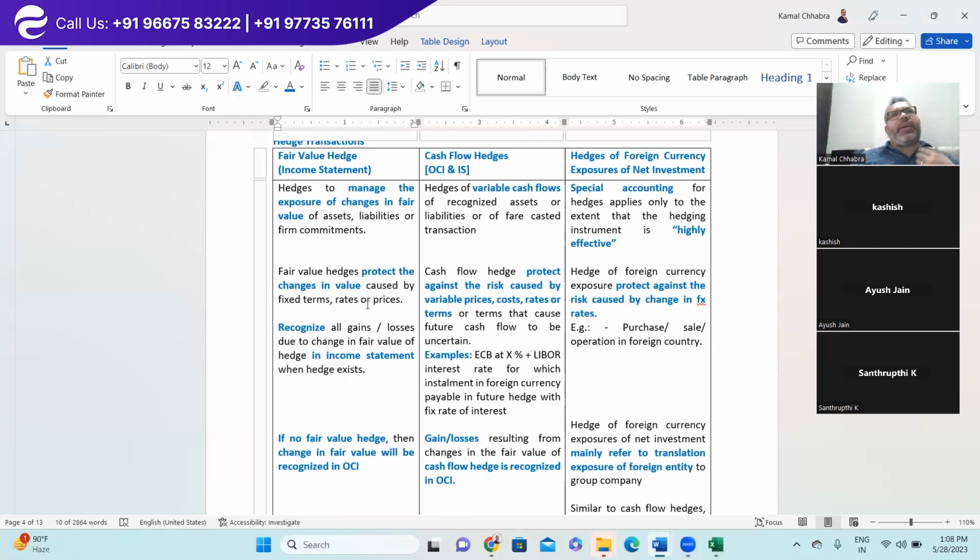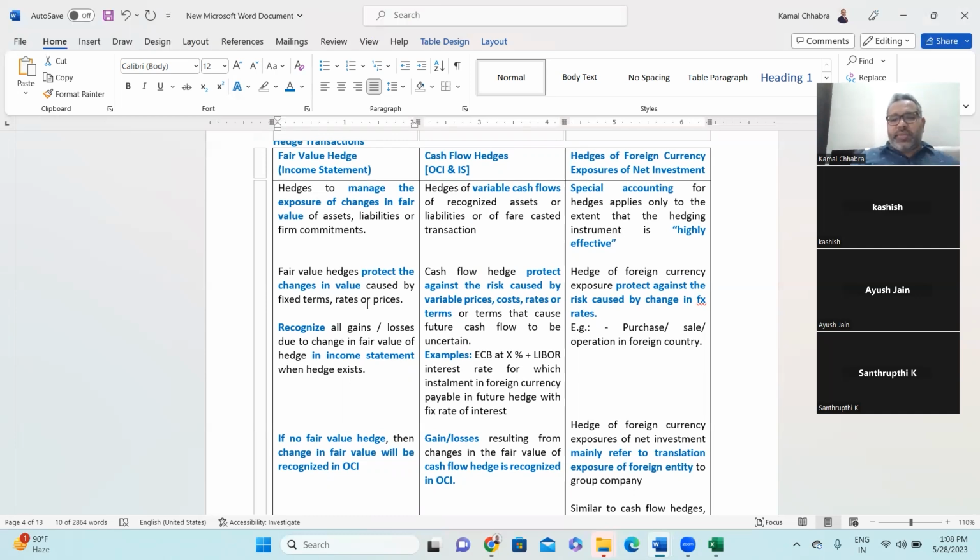Yeah, when you are expecting the risk, then only you do hedging. When you are not expecting the risk, you will not do hedge. If you are doing hedge, it can be a fair value hedge. That means the change in the fair value of the asset or liability that you are hedging. Or in future, the cash inflow or cash outflow may change. That is called a cash flow hedge, right? Third one is there may be a change in currency rate. So that is called foreign currency exposure hedge.